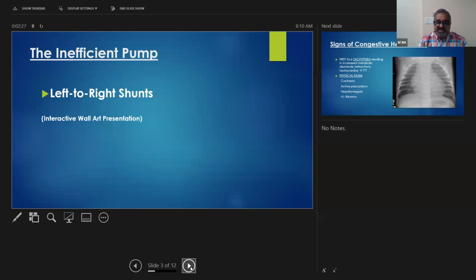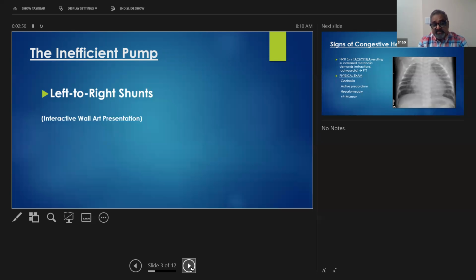So with a large VSD, remember that the way I teach you guys is right-sided pressures are low, left-sided pressures are high. So if it's a VSD, the blood is always going to go from left ventricle to right ventricle. And it's never cyanotic, okay? It's always going to be left to right. And so that's going to be the VSD example.